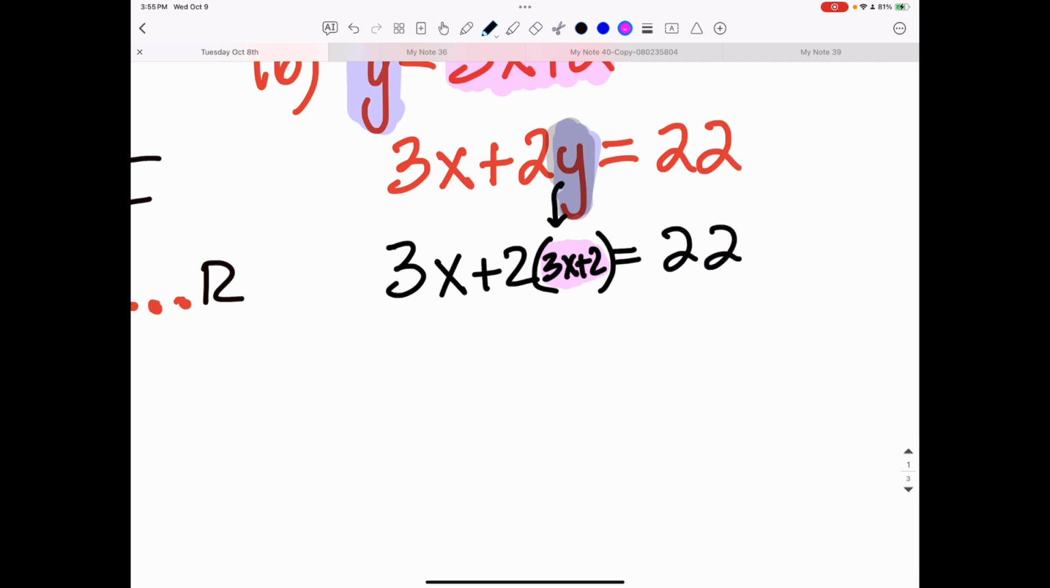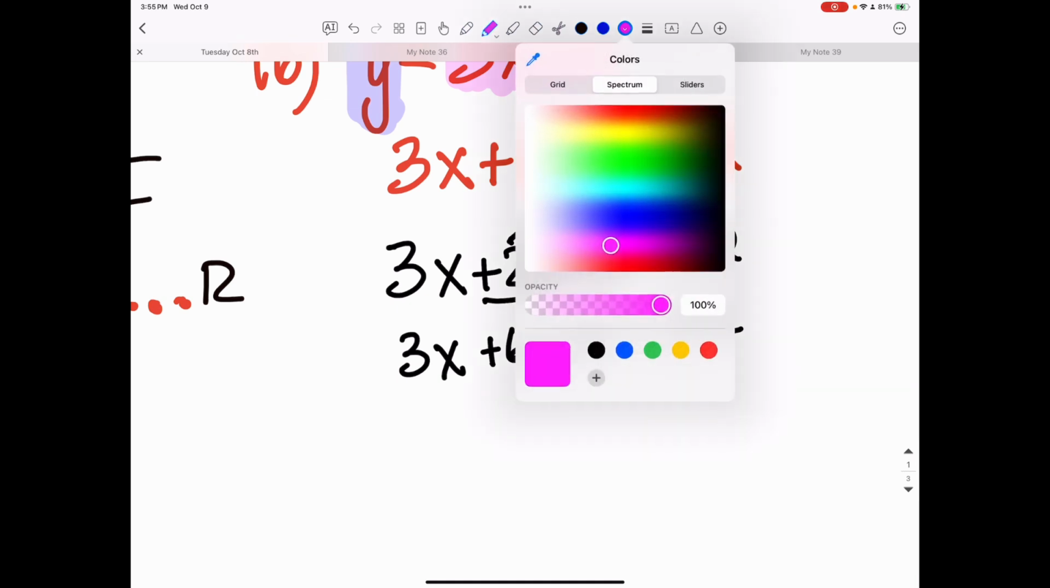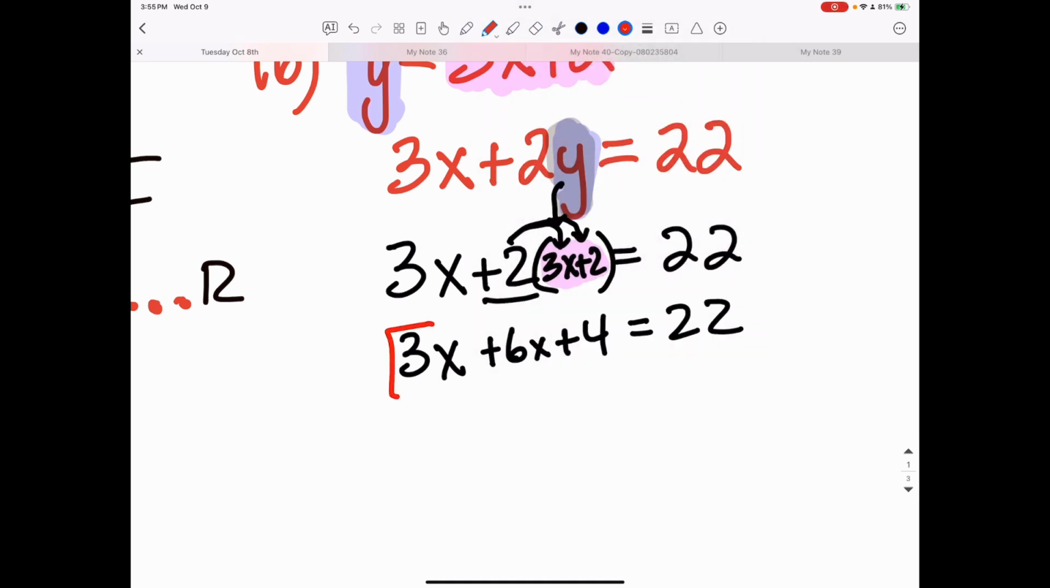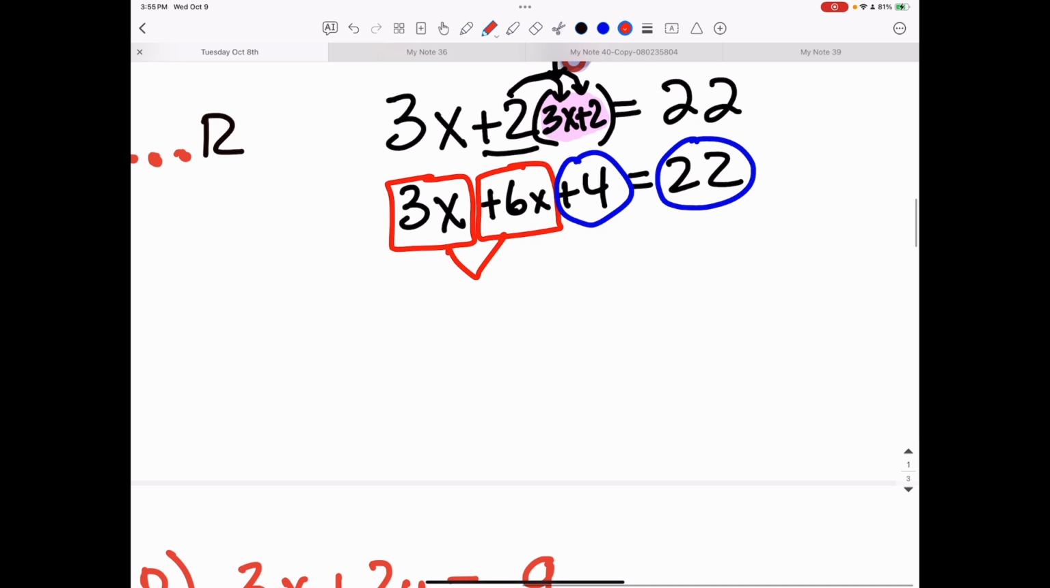So now I've got positive 2 times 3x is positive 6x. I've got positive 2 times positive 2 is positive 4. I've also got this 3x that was just chilling, had nothing to do with it, and I have 22. Now I've got my laundry, baby's laundry. I have too much of my laundry in the same room, so let's put them in one pile. So if I have 3x's and 6x's, I really have 9x's. 9x's plus 4 equals 22.